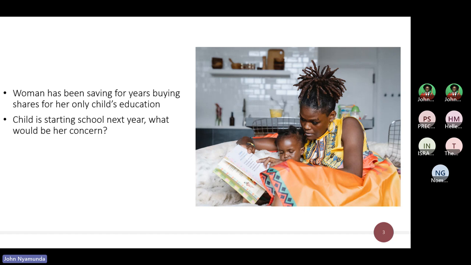Okay, guys, child starting school next year, what would be her concern? She has the fees, but it's saved in shares. What would be her immediate concern?